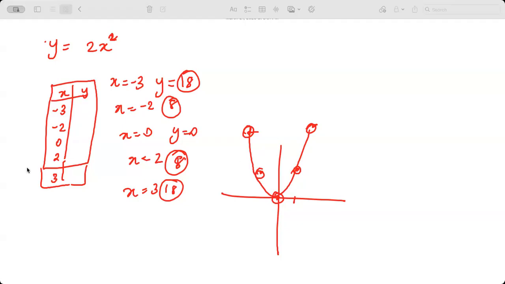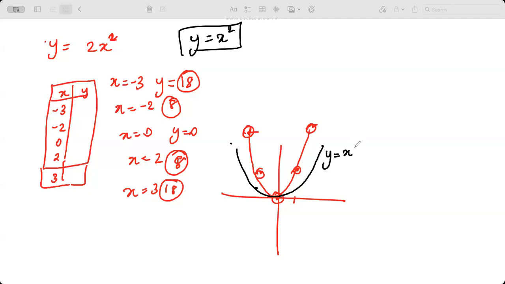So the parent graph, meaning the basic one, is always the least one. The parent graph would be a little lower, and this one will be a little fatter. You got it? This is the y equal to x square graph. This one will be y equal to 2x square graph. Make sense?